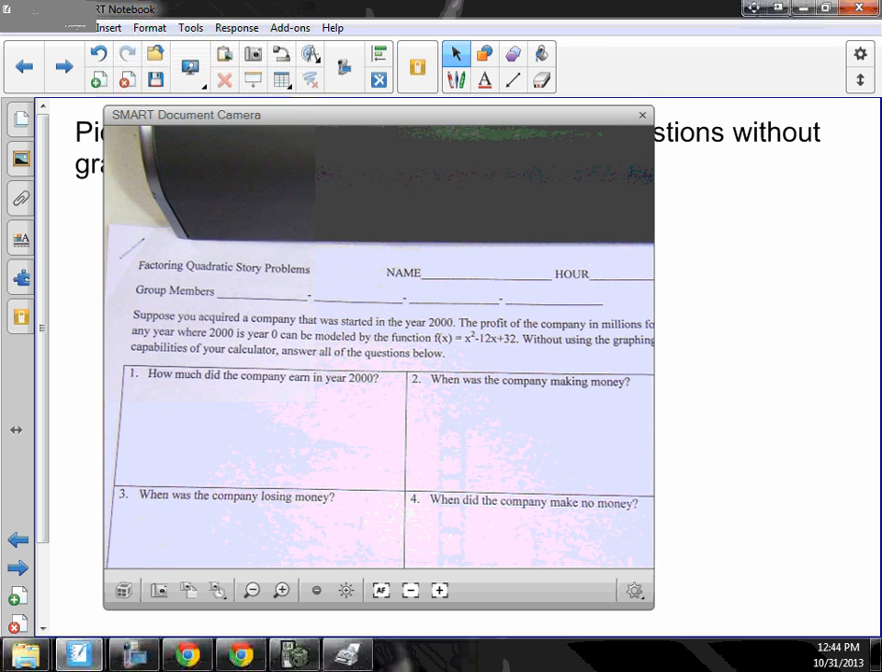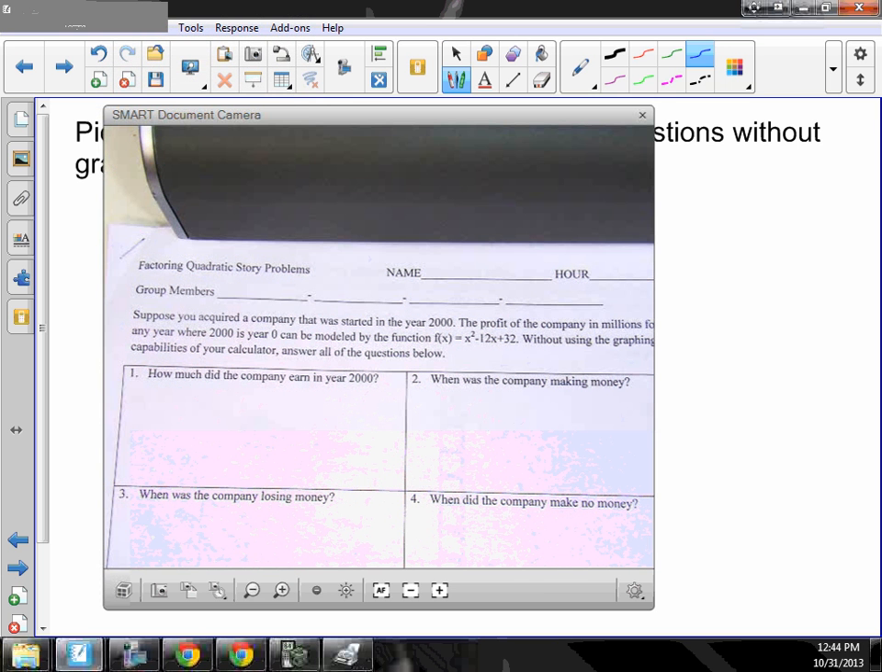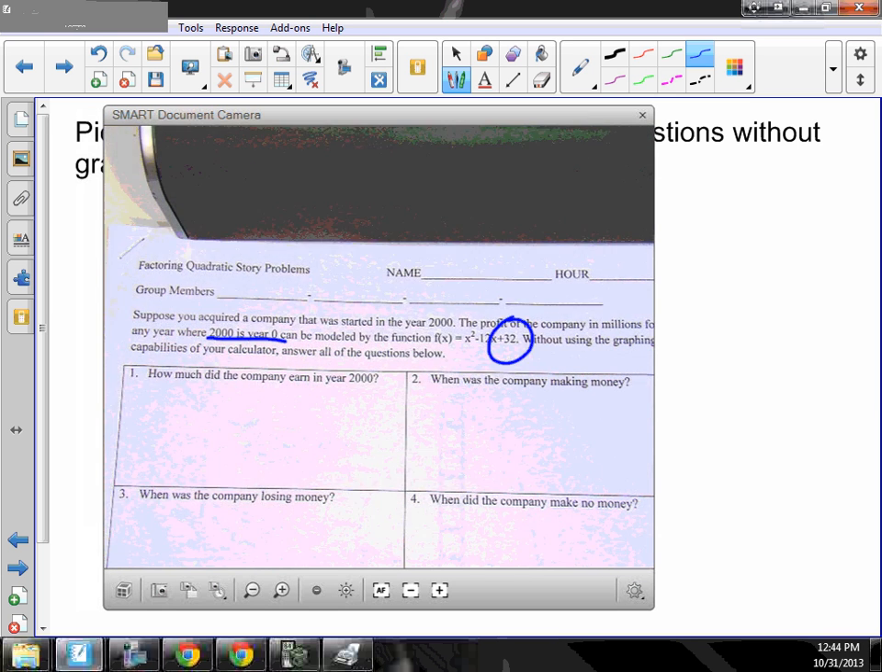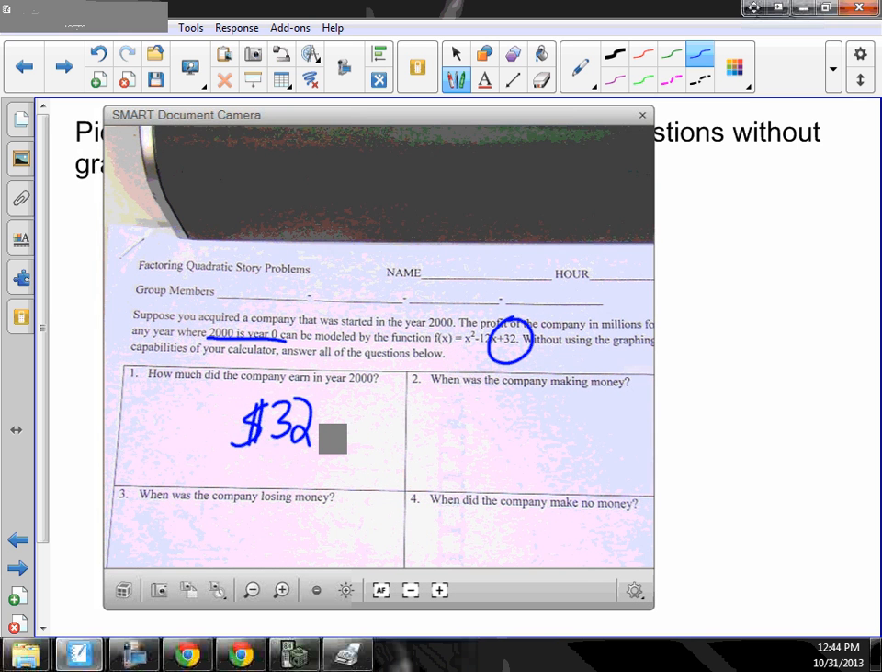It can be modeled by x squared minus 12x plus 32. And the year 2000 is labeled as year 0. So the first question asks, how much did the company earn in 2000? That will just be the constant. So the answer is 32 million.